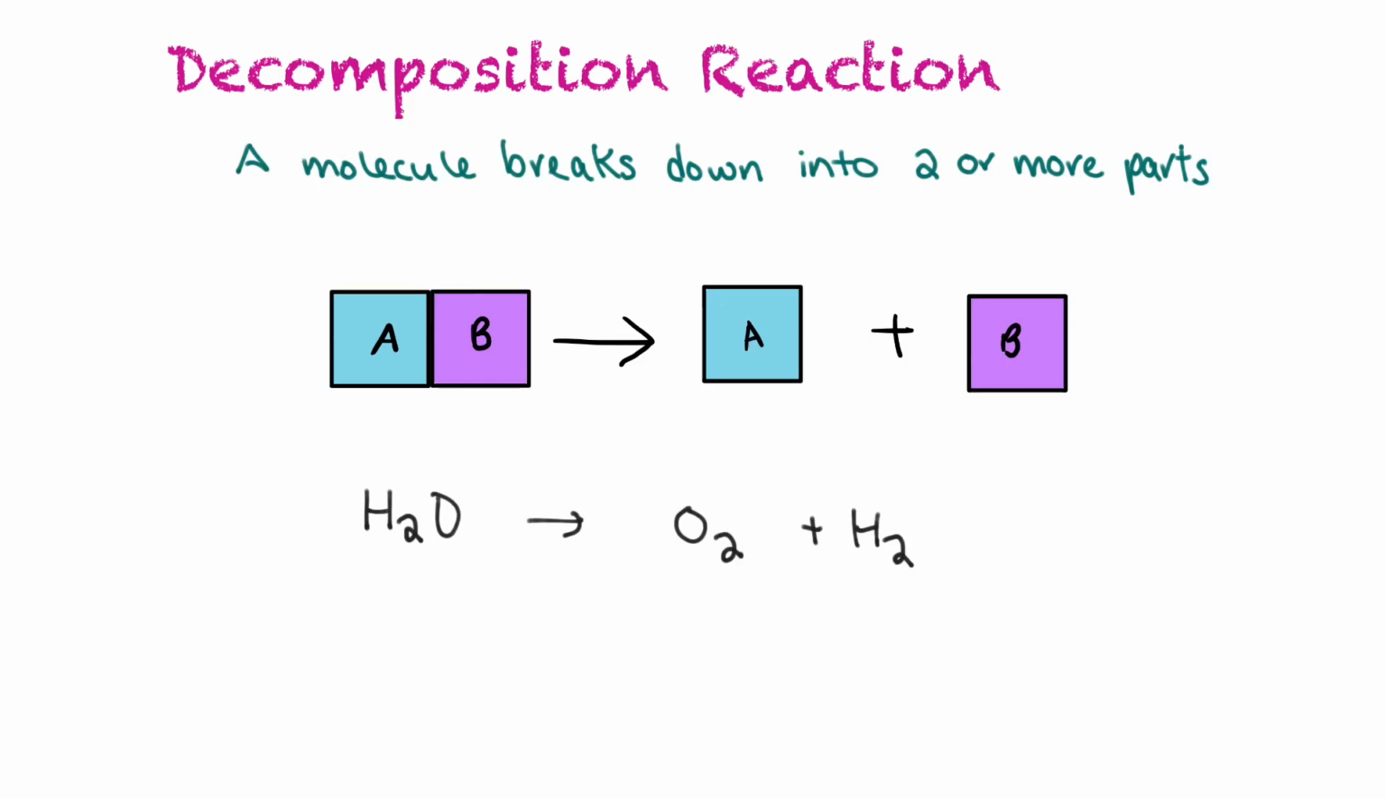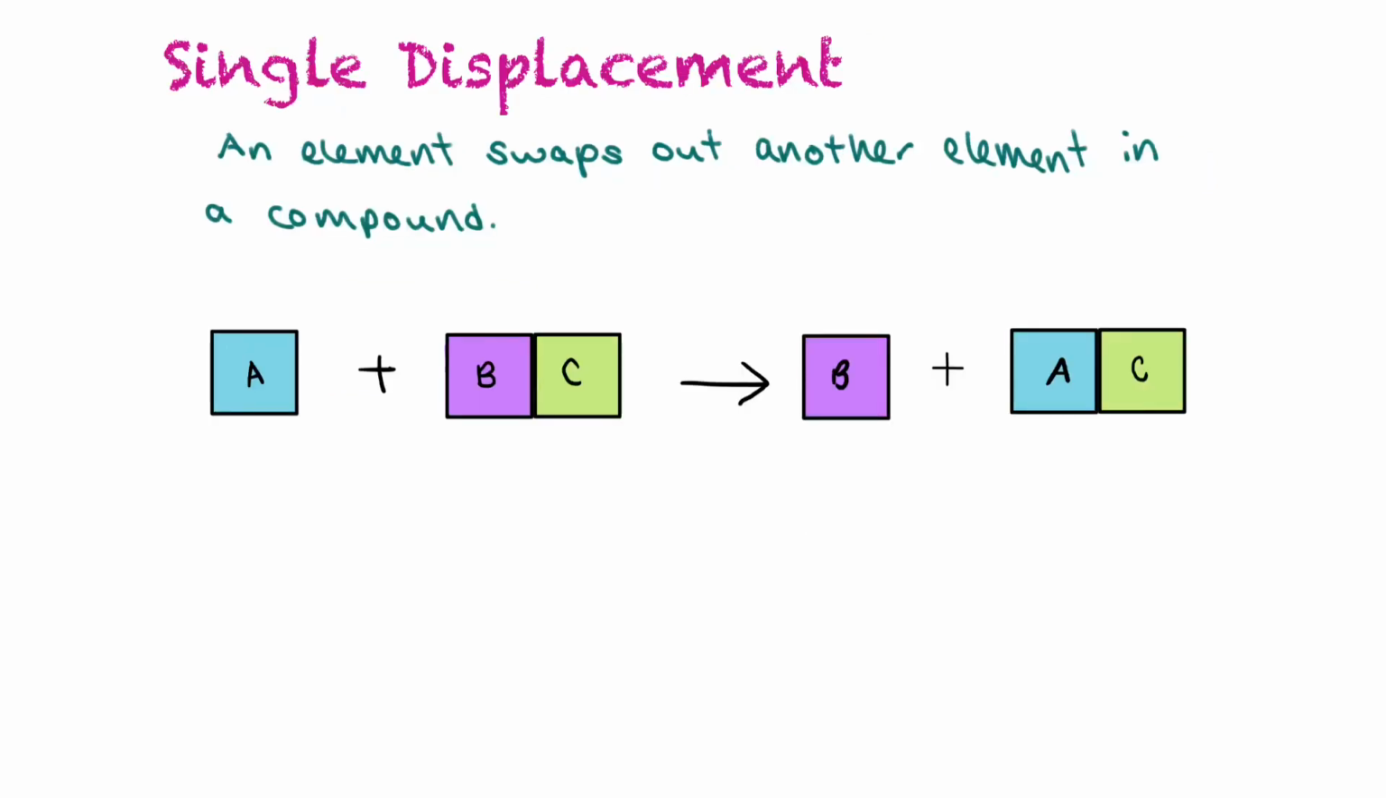So we also need to balance this equation. We only have one oxygen here and 2 here, so we need to put a 2 here. We have 4 hydrogens and only 2 here, so we need to put a 2 here. Now our equation is balanced.